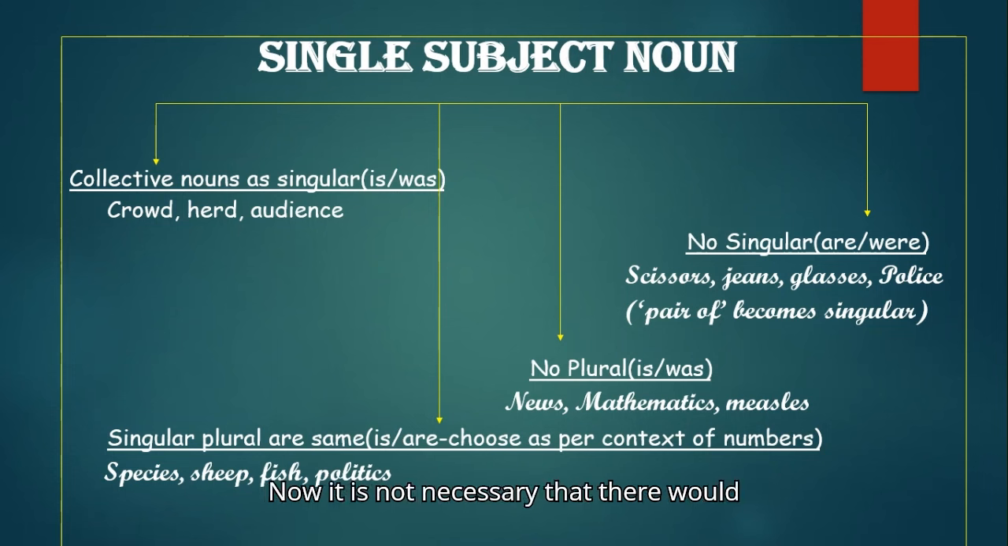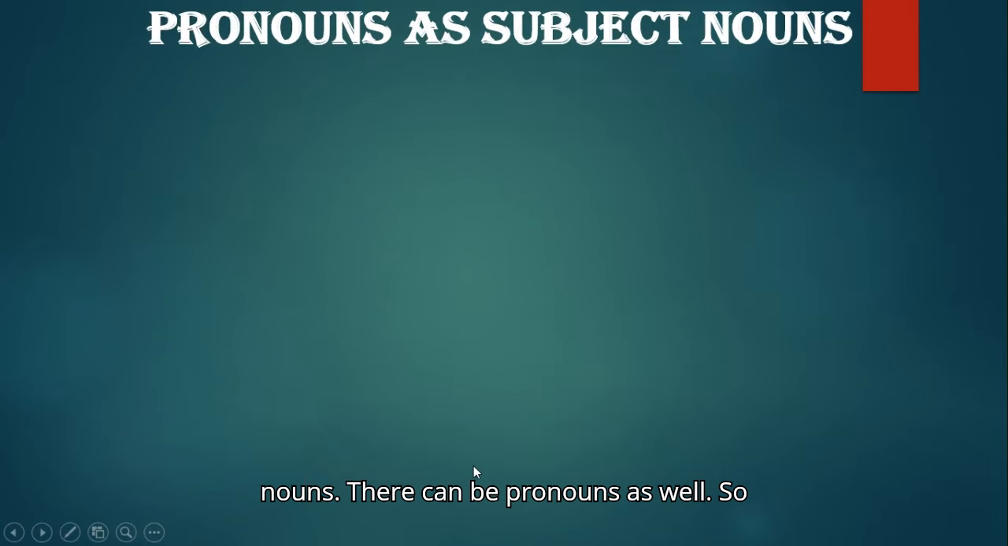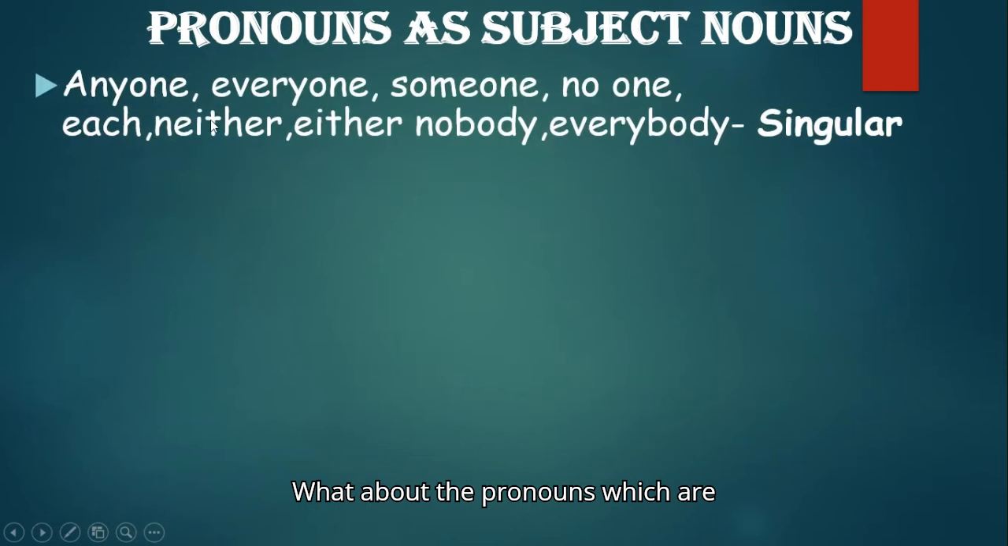Now it is not necessary that there would always be names or things as subject nouns. There can be pronouns as well. Pronouns like I, she, he are simple ones. What about the pronouns which are indefinite? For example, anyone, everyone, someone, no one, each, neither, either, nobody, everybody. These are indefinite pronouns. We do not know whom we are talking about. They depict one single person or one single thing.